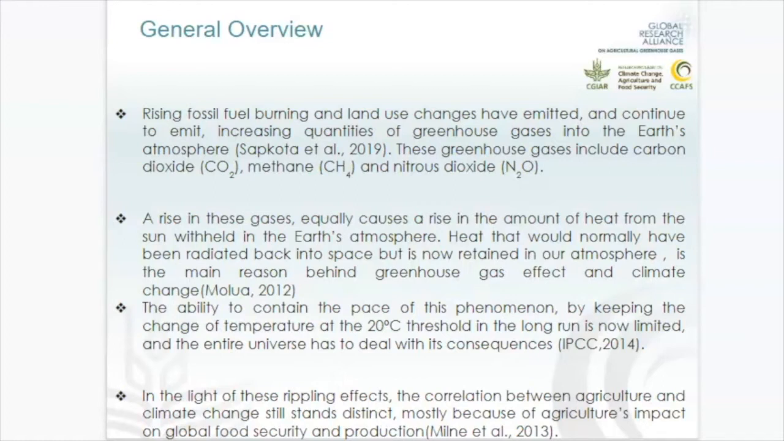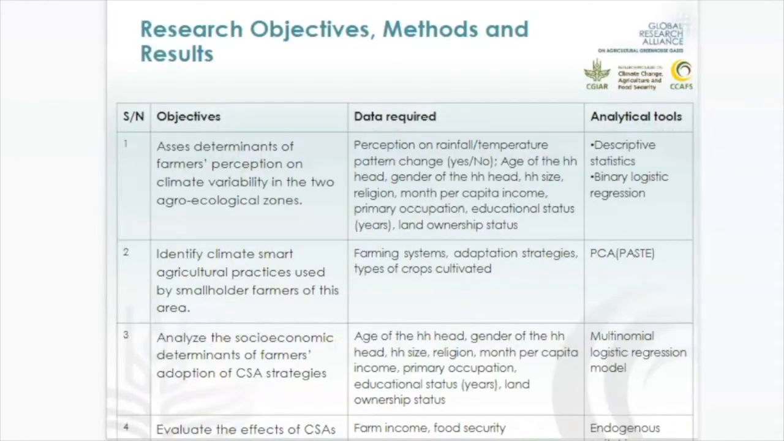The ability to contain the pace of this phenomenon by keeping the change of temperature at the 2 degrees centigrade threshold as stipulated by IPCC 2014 is now limiting, and the entire universe has to suffer these consequences. In this light, the correlation between agriculture and climate change still stands distinct, mostly because of agriculture's impact on global food security and production. We have 4 objectives in this study.